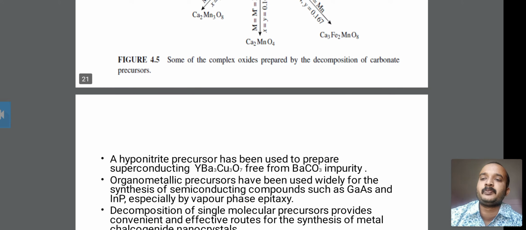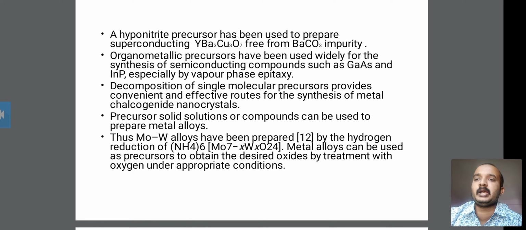Next, a hyponitrite precursor has been used to prepare the superconducting YBa2Cu3O7, which is free from barium carbonate impurity. In the upper point we discussed the carbonate precursor, and this point discusses the hyponitrite precursor, which has been used to prepare the superconductor.